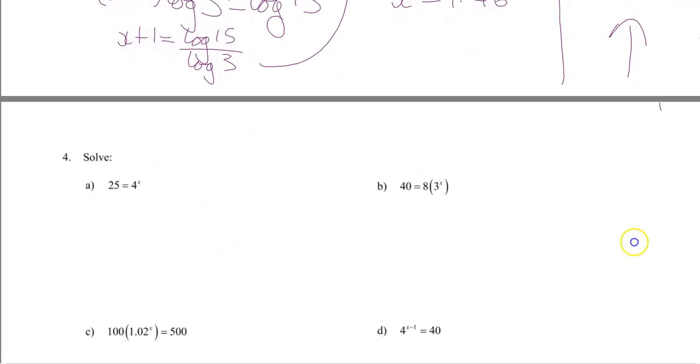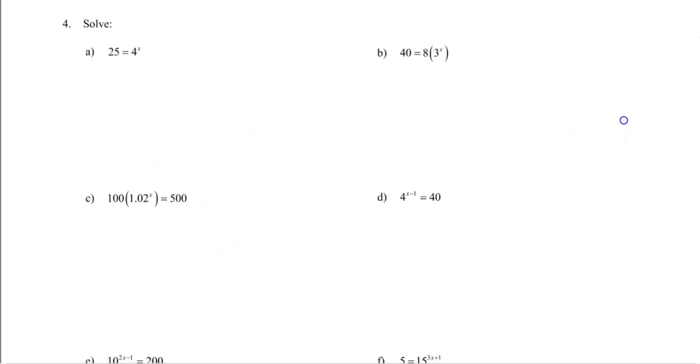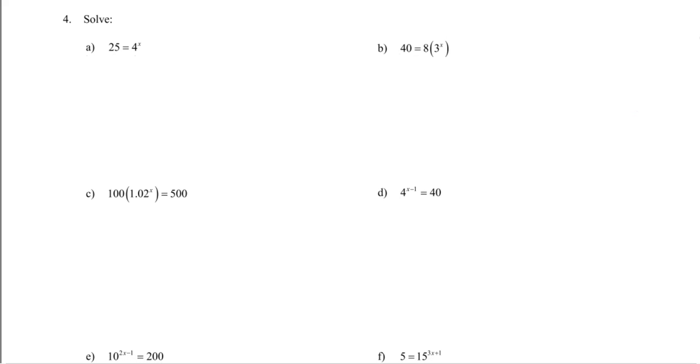Solve 25 equals 4 to the x. Rewrite it as a log. So that's step one. Just rewrite it as a log: log base something of something equals something. So change it from exponential form to logarithmic form. Log, what's the base? 4. Log base 4.